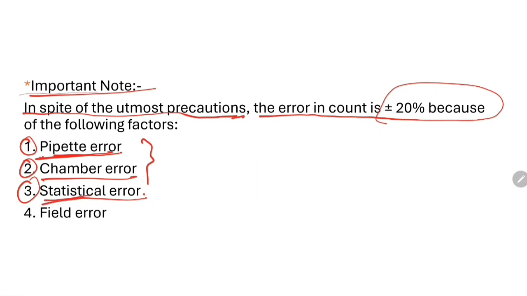Then counting error. This is the actual counting error. Why? Because we have to take the reference line, the central reference line, and the triple line is there, and we have the center line.